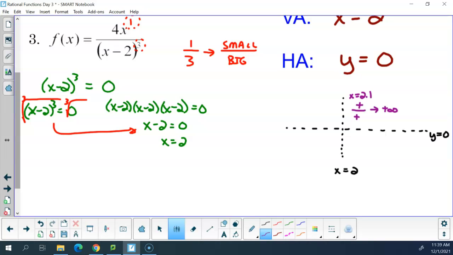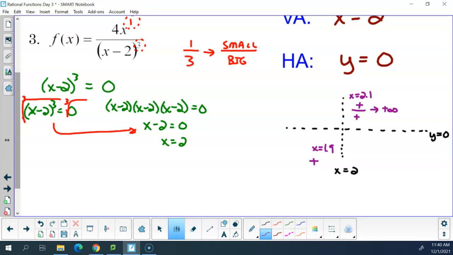With me? Need to see it another time. Well, we'll see it on the other side, right? Okay. So what's a number really close to 2, but on the left side of it? 1.9. Put it in the top. Positive or negative? Positive. Positive 4 and positive 1.9 is positive.